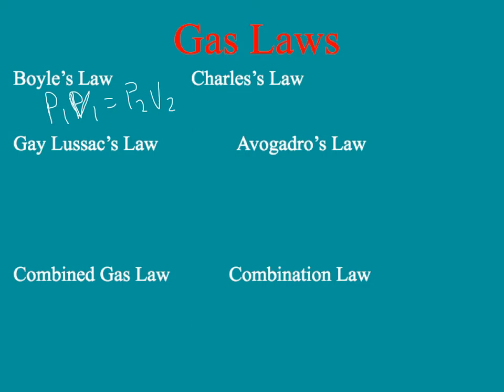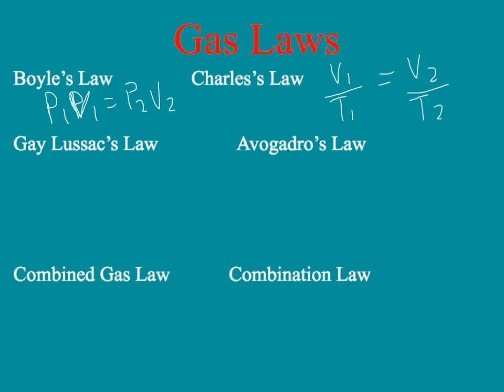Charles' law relates volume and temperature. Volume 1 over temperature 1, of course, which will be in Kelvin, is equal to volume 2 over temperature 2. And this is directly proportional. As volume goes up, temperature goes up.